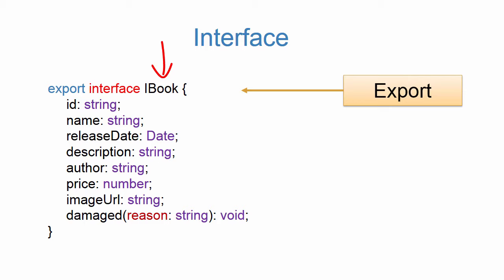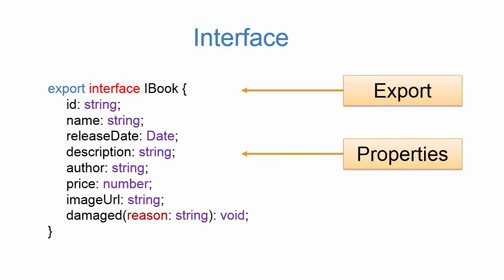The name is usually in Pascal casing and is prefixed with the letter I. Inside of our interface, we've defined properties along with their data types. So this is the same as when we define properties inside of a class, except here we're not setting them equal to anything. We're only defining the property's type.